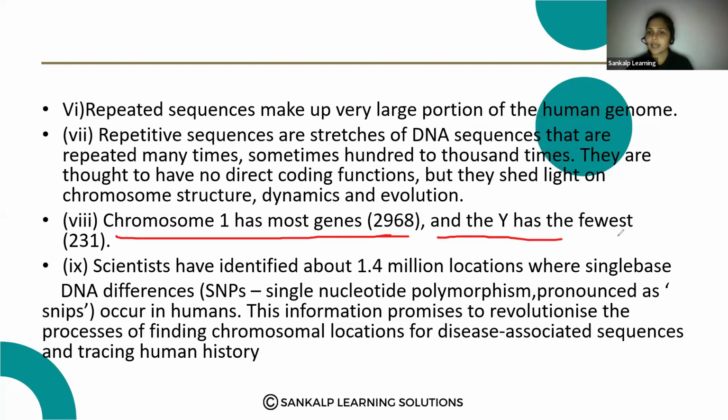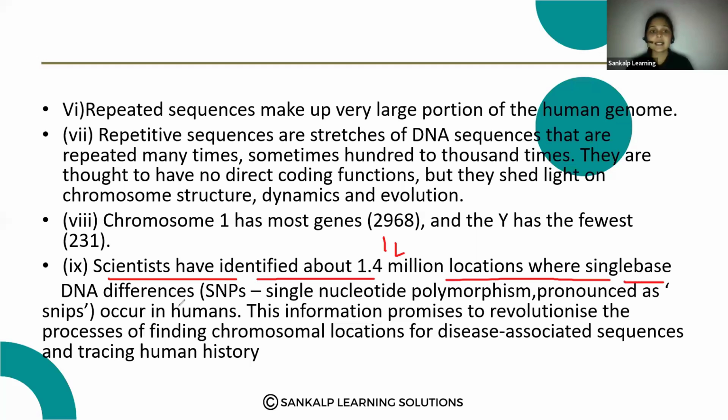One more important point, chromosome 1 has the most genes, that is 2968, and the Y has the fewest, that is 231. Next feature, scientists have identified about 1.4 million locations where single base DNA differences, that is single nucleotide polymorphisms, pronounced as SNPs, occur in humans.